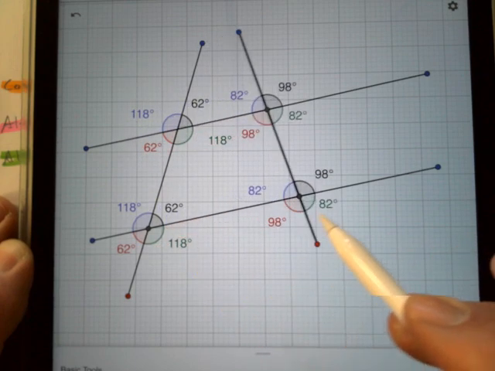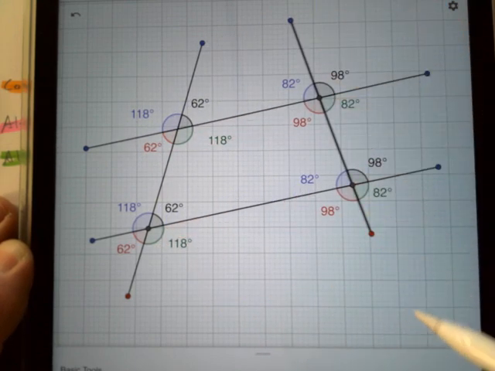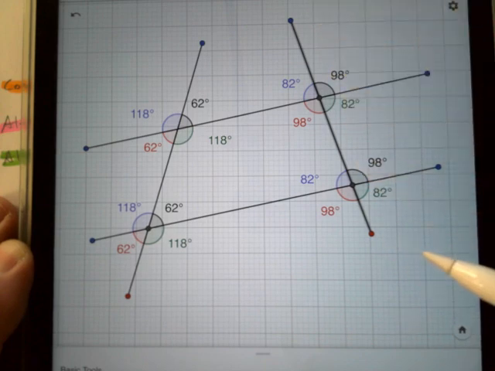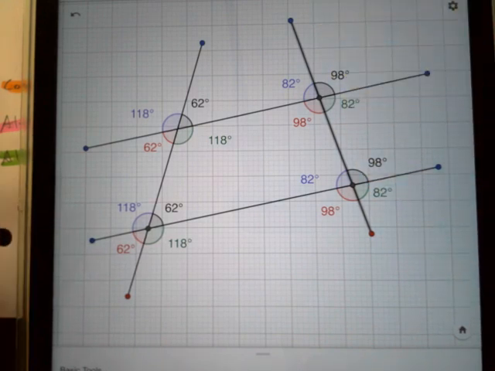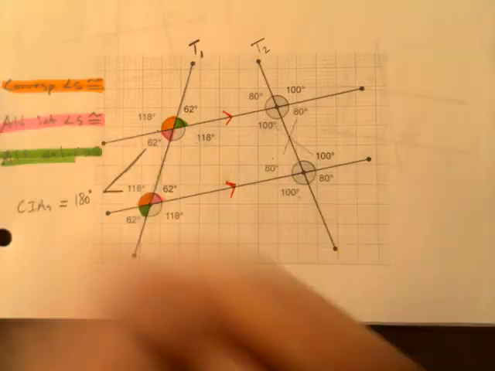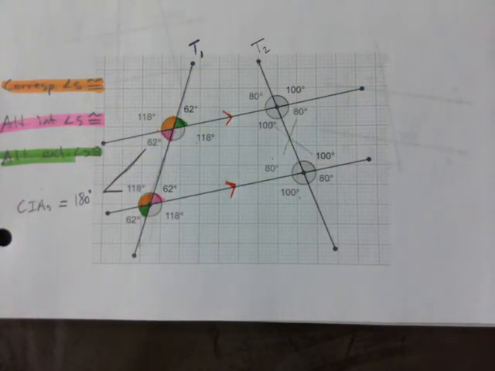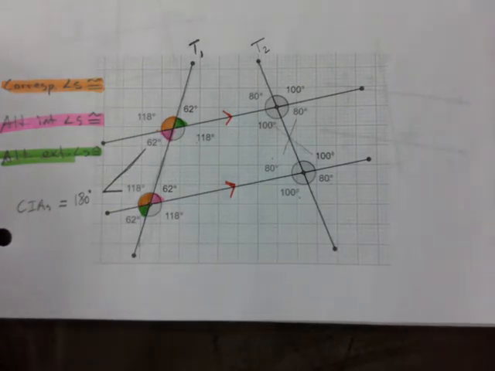So what I want you to focus on is pick a transversal and travel along it and try to find those 4 angles to help you solve for what's missing. Okay. All right. Let's keep going.